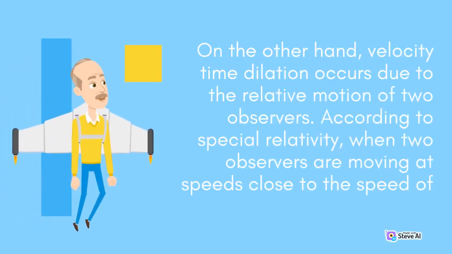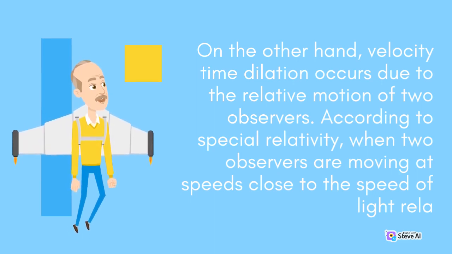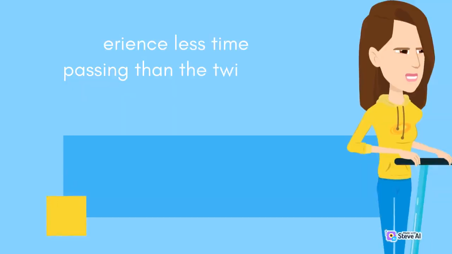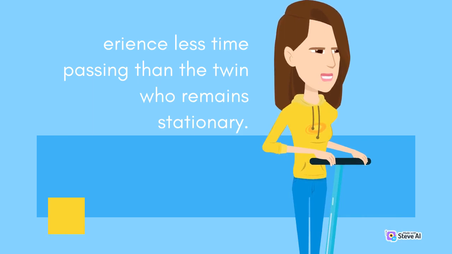On the other hand, velocity time dilation occurs due to the relative motion of two observers. According to special relativity, when two observers are moving at speeds close to the speed of light relative to each other, they will experience time passing at different rates. Perhaps the most famous example of velocity time dilation is the twin paradox, where a twin traveling at high speeds will experience less time passing than the twin who remains stationary.